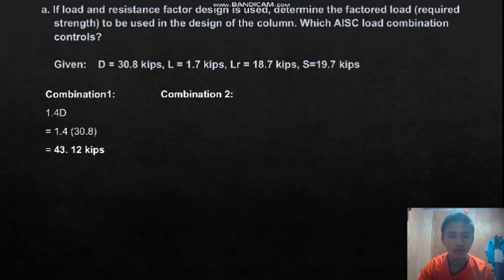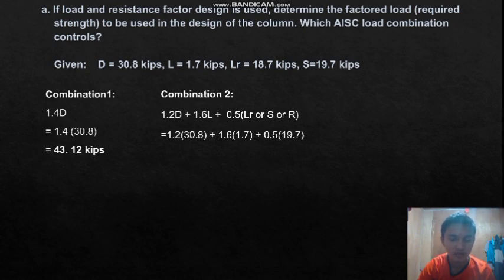For combination 2, 1.2D plus 1.6L plus 0.5 multiplied by LR or S or R. By substituting the given, we can get 49.53 kips. Here, what we took is 19.7 because the snow load has the highest value among the other, the LR or the rain load.